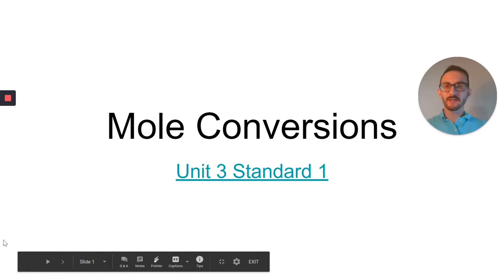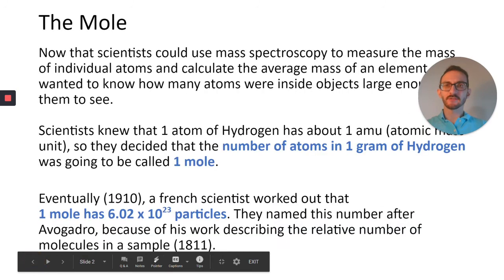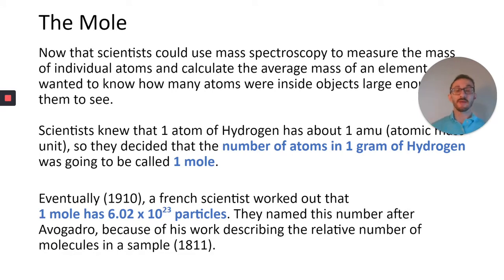So to give you some background information about the mole, we talked previously about how scientists could use mass spectroscopy to measure the mass of individual atoms and then calculate the average atomic mass. And so the next step for scientists in figuring out how atoms made up the world around them was to start talking about how many individual atoms were inside objects that were large enough for them to see. And they knew that this was going to be a really big number because each individual atom was so small.